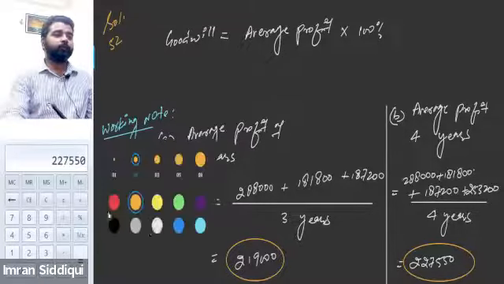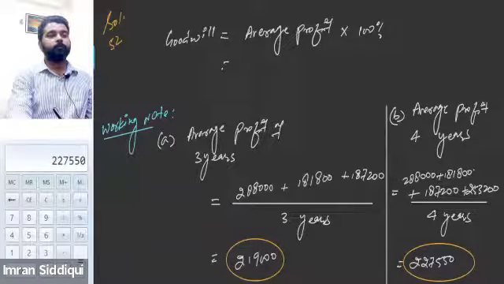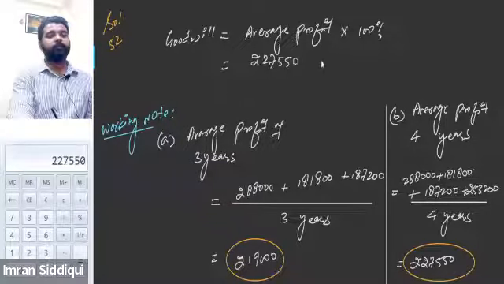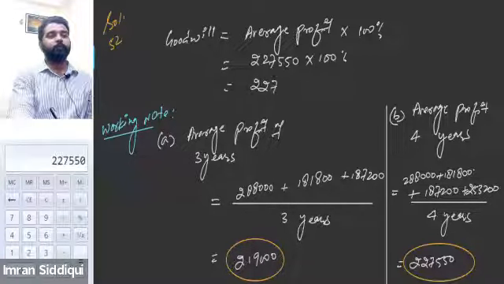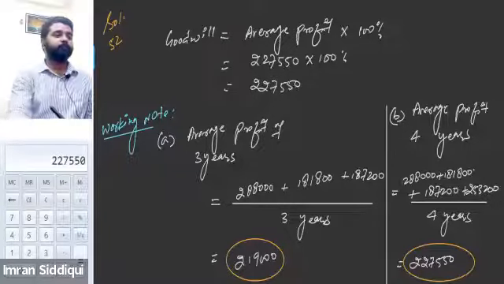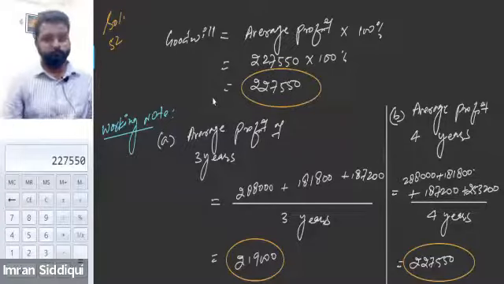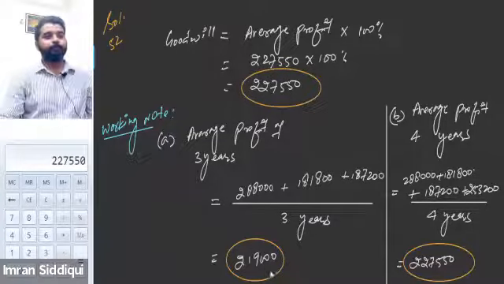So now, therefore, I'll write down 2,27,550, and then we will multiply it with 100%. So the 100% value of the 2,27,550 will remain 2,27,550. This will be the answer. Is that correct, everyone? Any doubt?